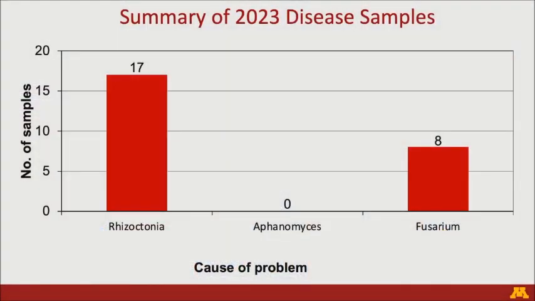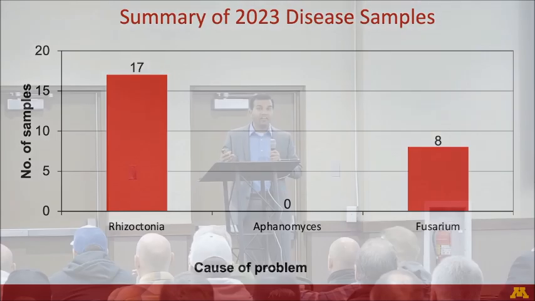Looking at the samples, I'm only showing the data for the disease samples that we got in 2023. As we can clearly see, rhizoctonia is again the clear winner this year, followed by some fusarium. Most of the samples came from up in the valley. There may be a couple of samples from here. Again, fusarium is something we have to be very careful about when we have it in the field.